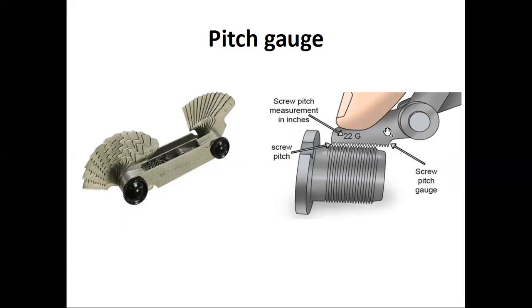Randomly we can choose any one pitch gauge and match it. If the pitch is more, then choose a pitch gauge of lesser value and match it. If we find a lower value, then you can match a higher value pitch gauge. The pitch gauge that matches this pitch will show you the exact value.